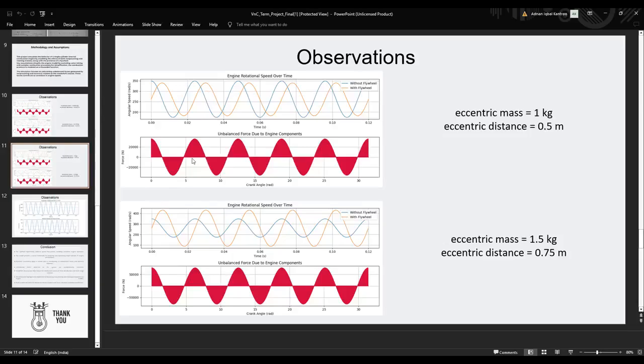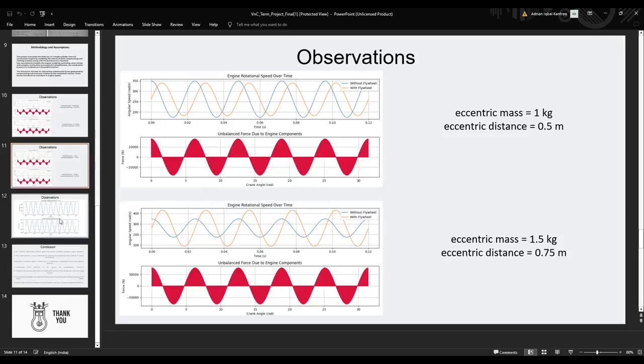So this highlights how sensitive the system is to eccentricity, and how without a flywheel or with inadequate flywheel mass, the unbalanced forces can cause sharp speed variations. That is why the presence of a properly designed flywheel can effectively damp these speed fluctuations. And that makes me come to the conclusions.